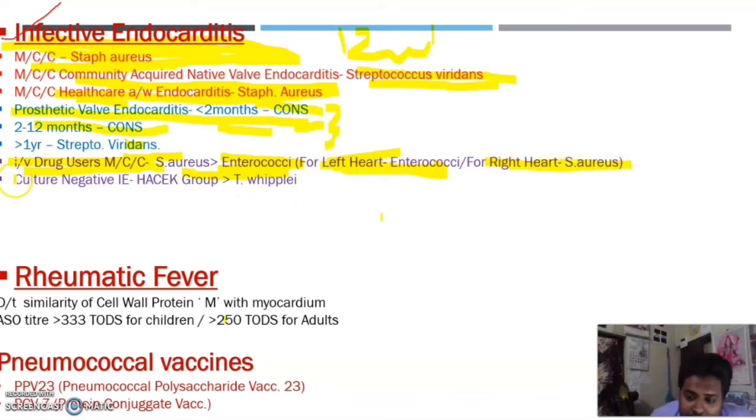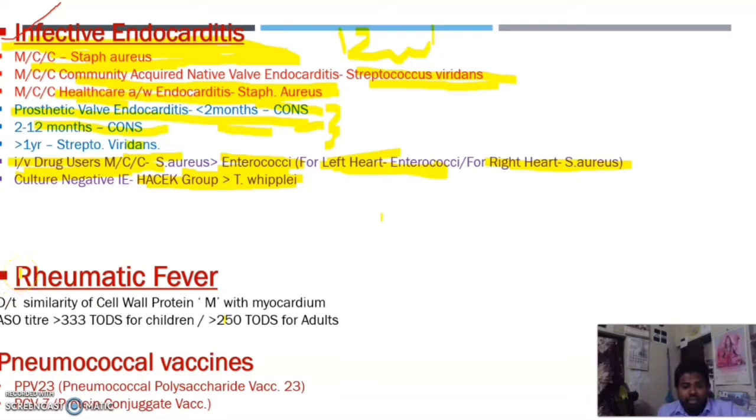Some cases are culture negative. In some cases of infective endocarditis the culture comes negative, and the most common cause, I felt that it should be added here, is a group of organisms, more than Tropheryma whipplei.